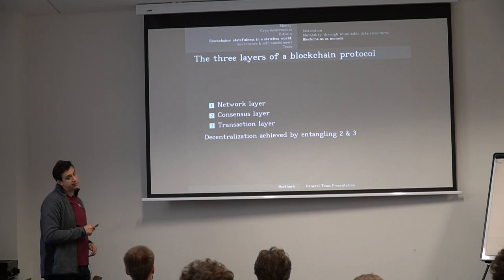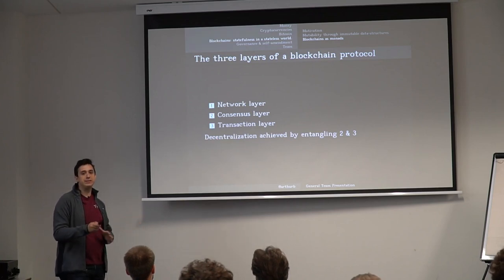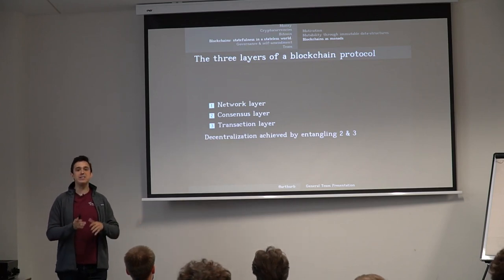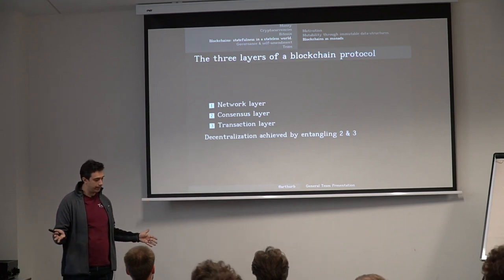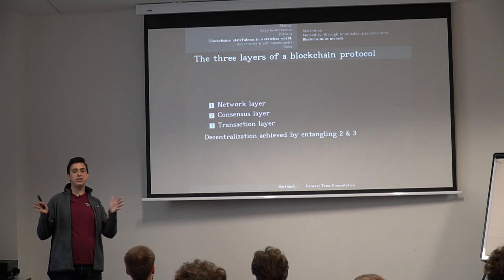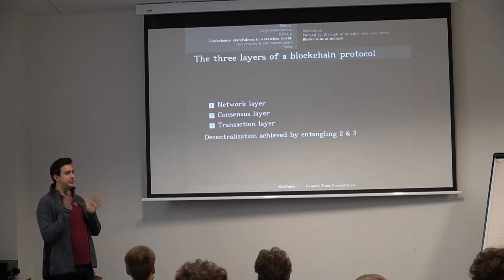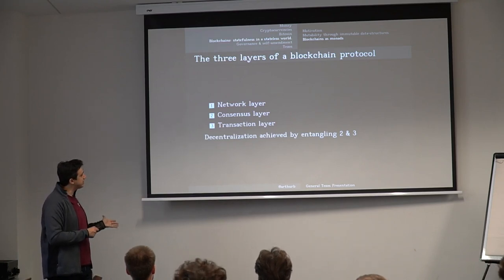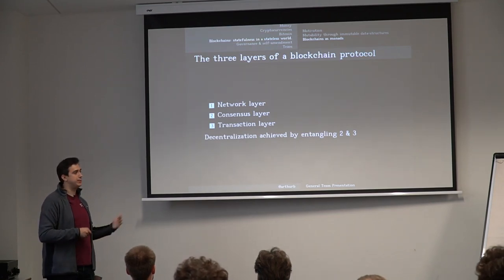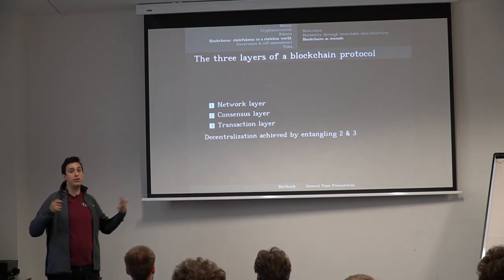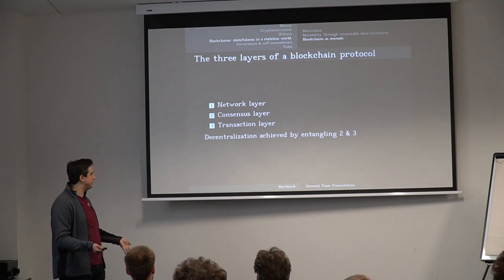You have the consensus layer, which is to say, OK, now we're getting all these messages. How do we agree on one consistent state? That's the mechanism by which you're going to look at all of this information that comes on the network and decide what your state is. And a transaction layer, which we sometimes call the economic protocol: what do operations do? What is the meaning of operations?